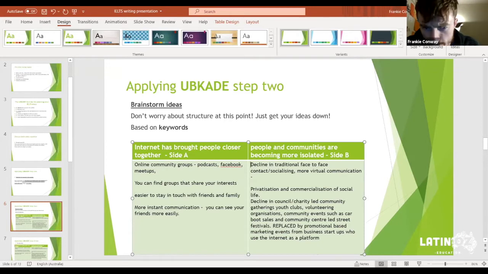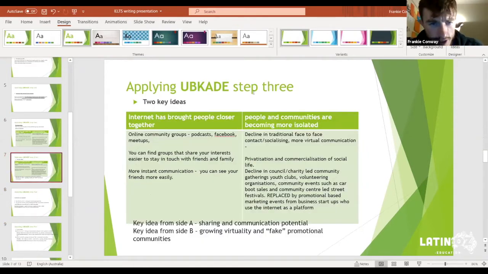On the other side, I've put a decline in traditional face-to-face contact. It's more virtual communication, and maybe a privatization and commercialization of social life. So it's a decline in community-led gatherings like volunteering and youth clubs, car boot sales, community-led activity. And it's been replaced by more promotional-based marketing events from business startups who use the internet as a platform. And maybe that's led to a bit of a decline in the social essence of our life. So that's how I've split it up, guys, into two parts.